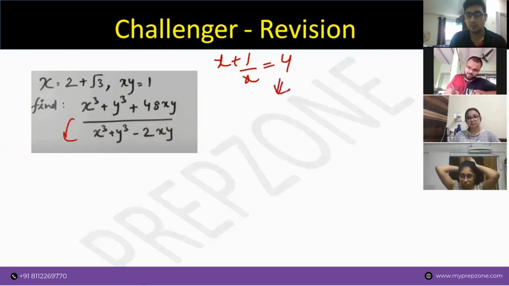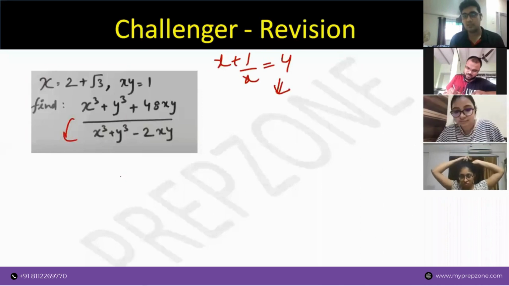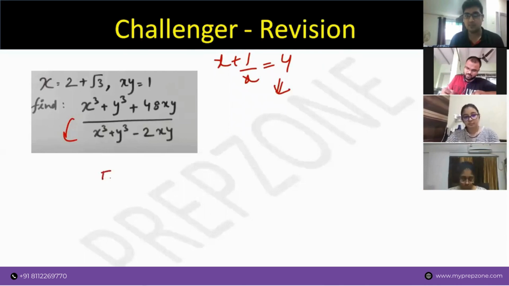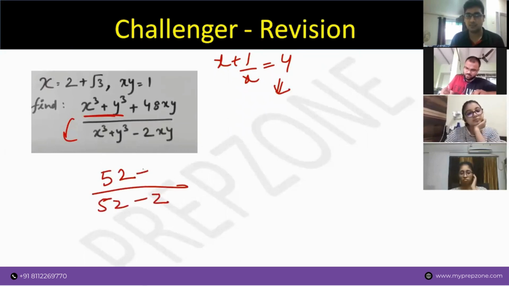So x cube plus 1 by x cube kitna hoga? 4 cube minus 3p, 64 minus 12. Let me know if there is any mistake in my calculation. There might be. So 64 minus 12 is 52. So 52 is the value of x cube plus y cube. So this is 52, this is 52, minus 2 plus 48.